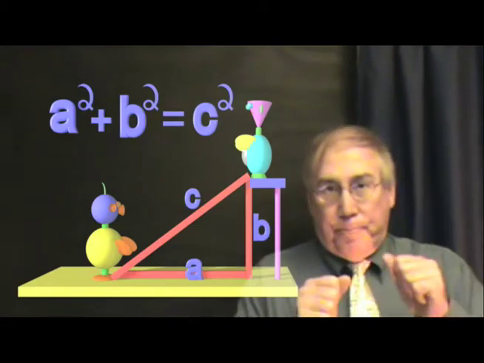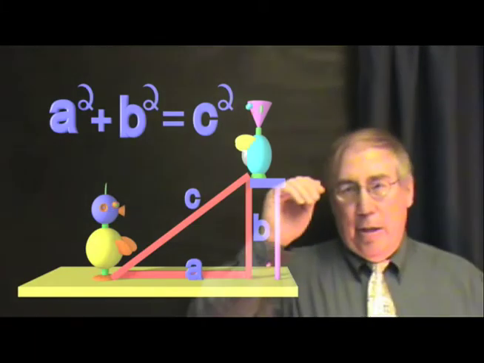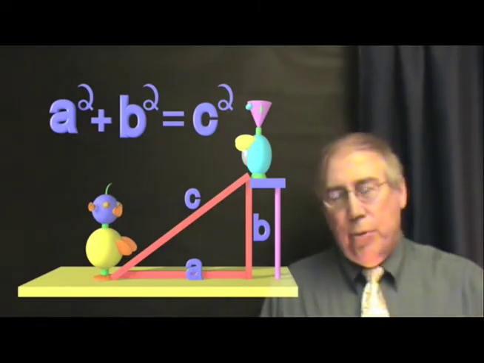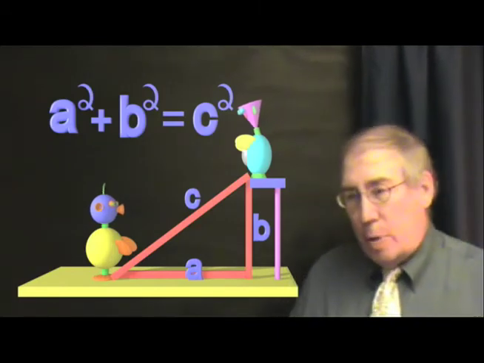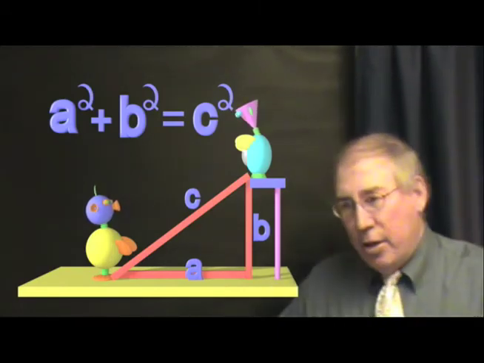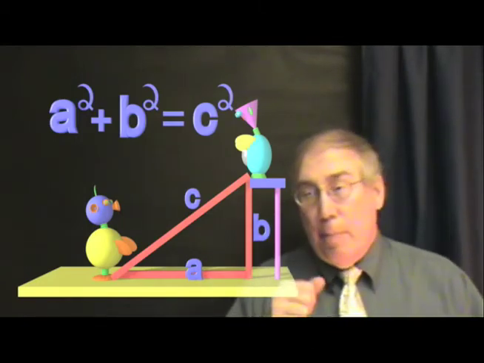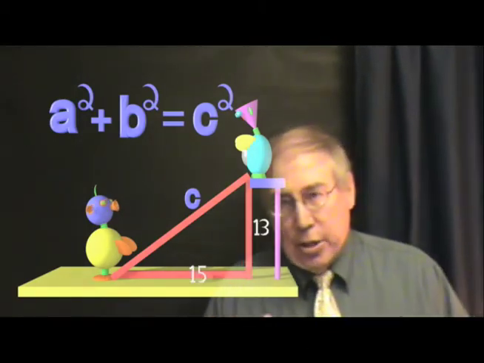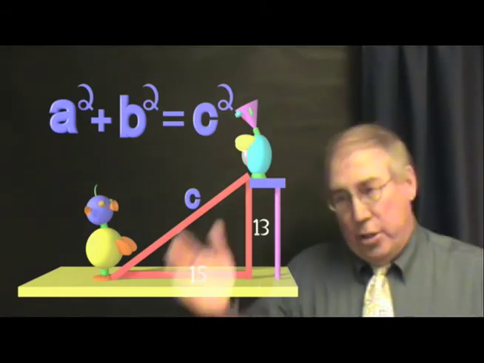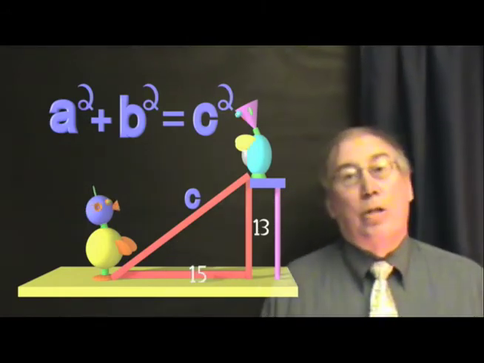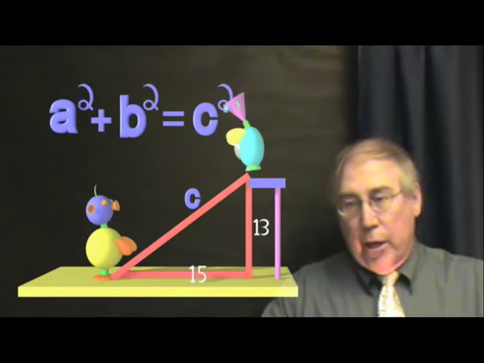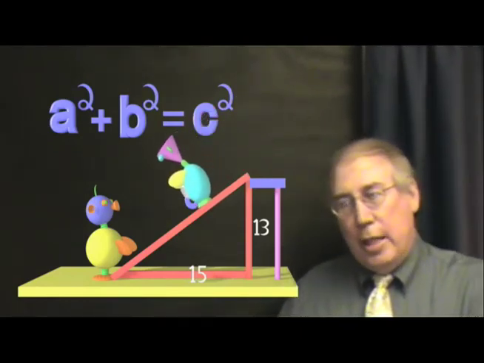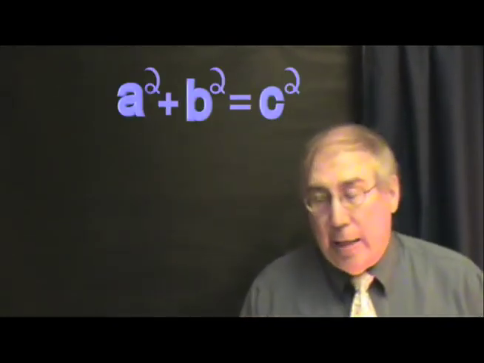Now let's suppose that Hilbert is at the top of a slide and Newton is at the bottom of the slide here. And we know that the distance between Newton and Hilbert on the ground is A feet, the distance Hilbert is above the ground is B feet, and the length of the slide is C feet. Since this is a right triangle, we can apply what's called the Pythagorean theorem: A squared plus B squared equals C squared. Let's say we know that A is 15 and B is 13. Then all we have to do is substitute those values in and solve for C.